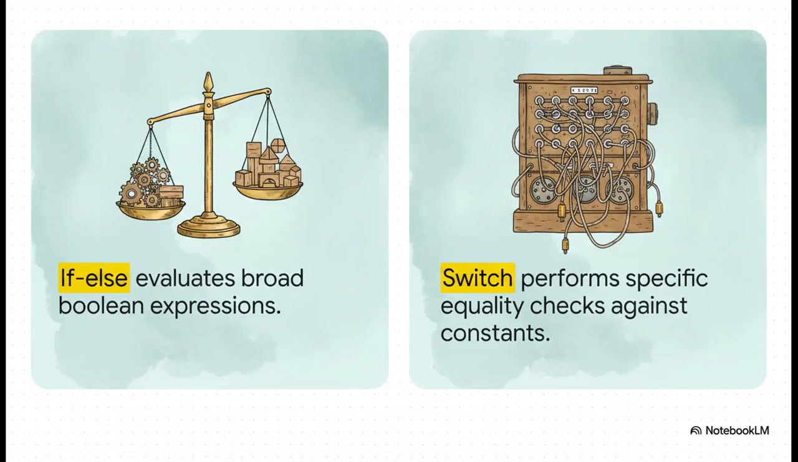But picking the right tool for the job really matters here. An if-else block is fantastic for broad, complex ranges, like checking if a test score is between 50 and 100. However, if you're checking specific, exact cases, a switch statement is your best friend. It only performs equality checks against a predefined list of integers or characters. Honestly, just think of a switch statement like an automated phone menu. Press 1 for accounts, press 2 for billing.